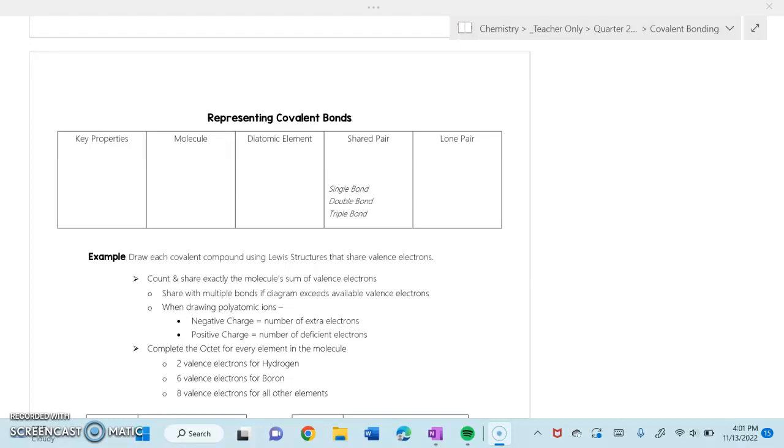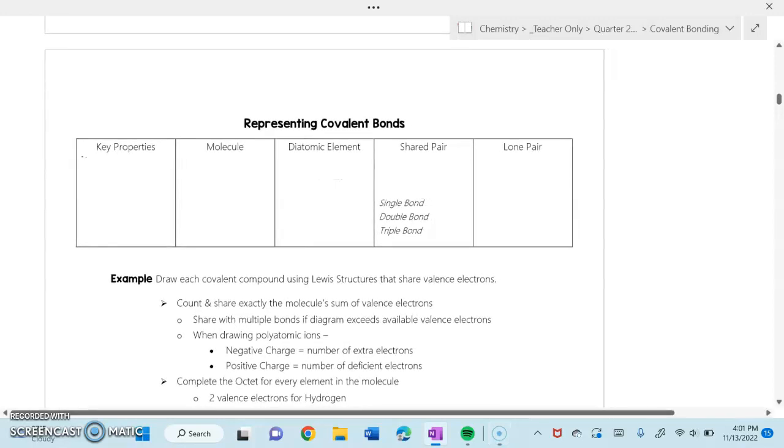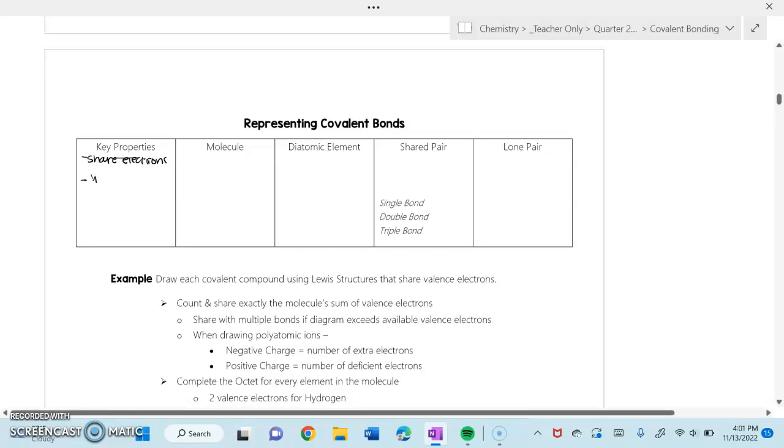We just said that they follow the octet rule by sharing electrons. They share electrons through bonds. Sometimes there are multiple bonds, so we will talk about that when we look at shared pairs or single bonds, double bonds, and triple bonds, but all of those are sharing electrons. Covalent compounds are made of nonmetals only.